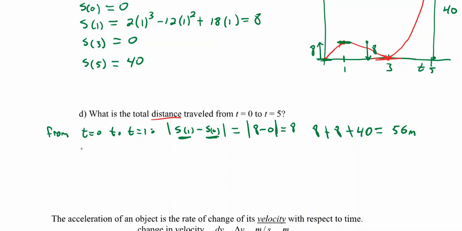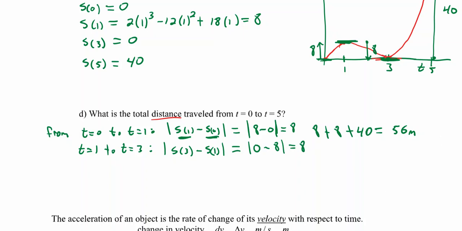But in the next one, if we go from an interval of t at 1 second to t at 3 seconds, then that would be s of 3 minus s of 1, absolute value bars, which ends up being 0 minus 8, right? Because that's this height minus this height, which comes out as a negative number. But I didn't want it to be a negative number because I don't care about the direction, right? So this would be 8 again.